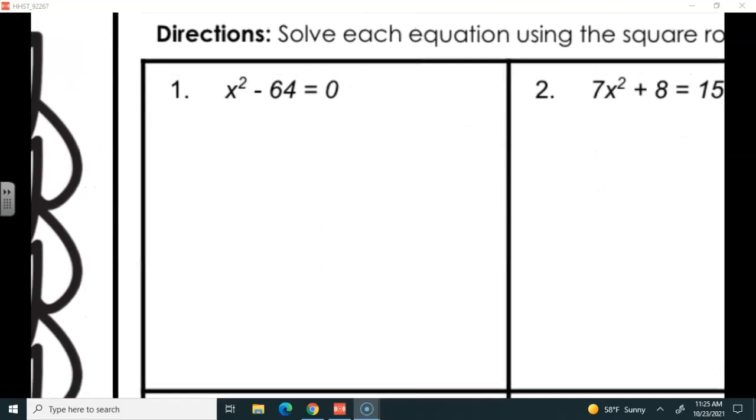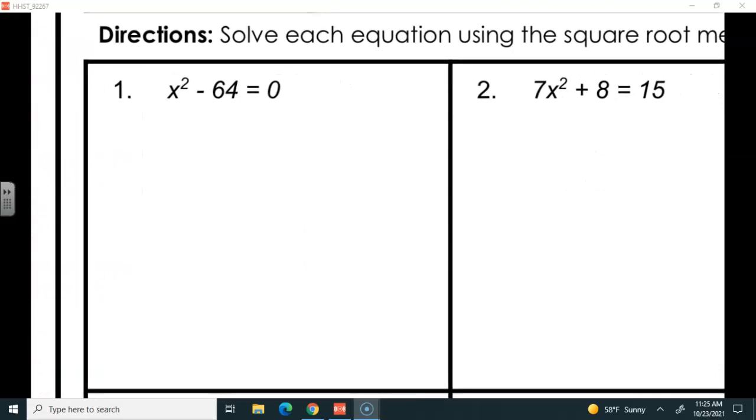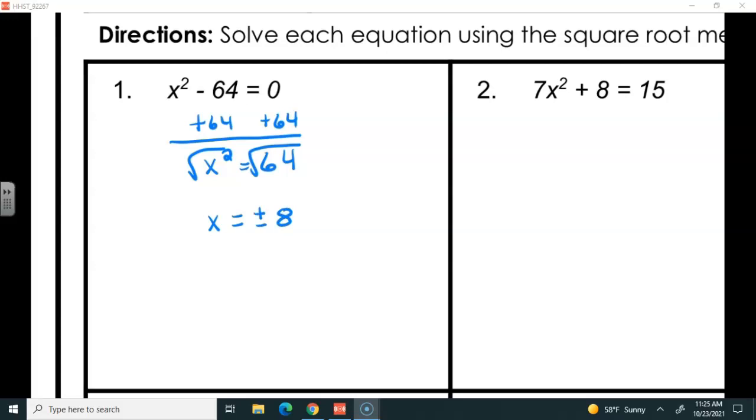Our first question here, we need to isolate our variable by doing our inverse operations. So we're going to add 64 to both sides. That leaves us x squared equals 64. So how can we undo the square? What's the opposite of squaring? Square root. So now we're going to square root both sides, and then x equals plus or minus 8.